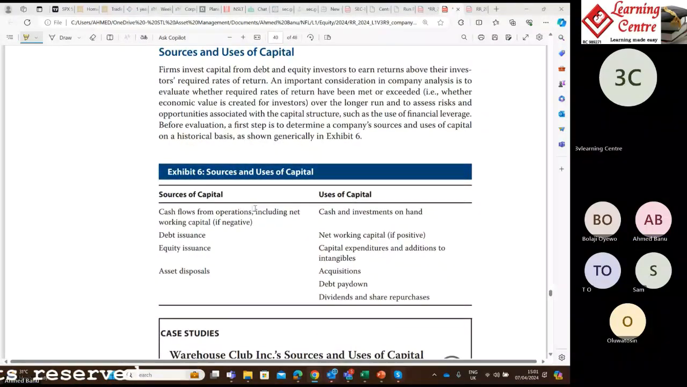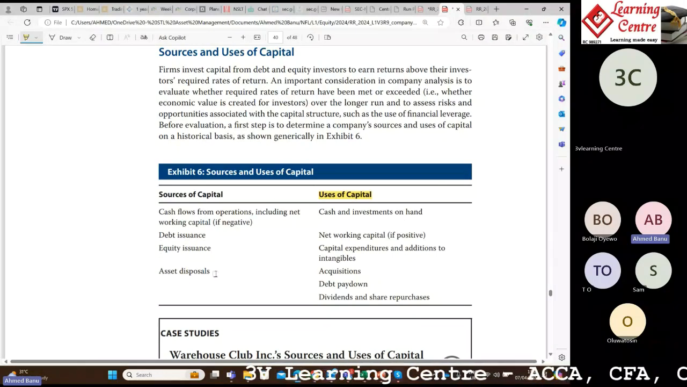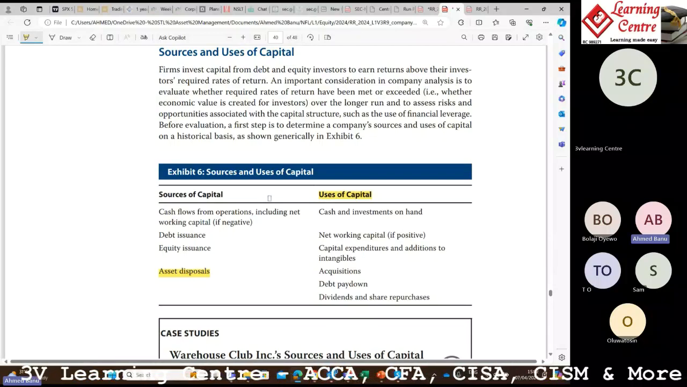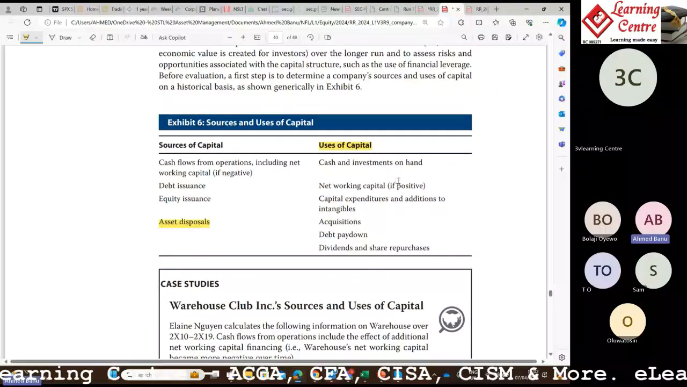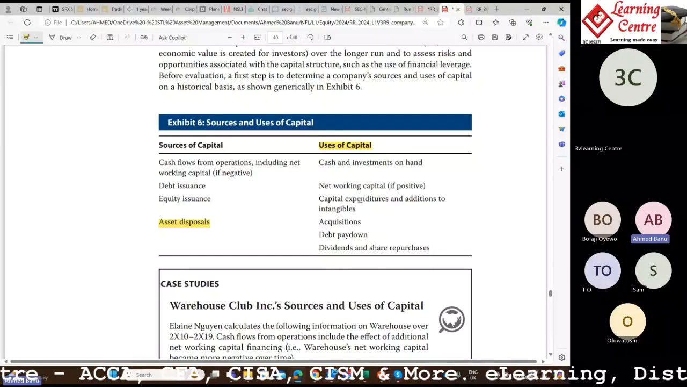So these are the sources of capital and these are the uses of capital. Cash flow from operations, including net working capital, uses for cash and investment on hand. Then you have debt issuance, equity issuance, asset disposal. Some people actually create cash capital by selling their assets, disposing the assets that they don't need. Then you have the net working capital, if positive, capital expenditures and additions to intangibles.